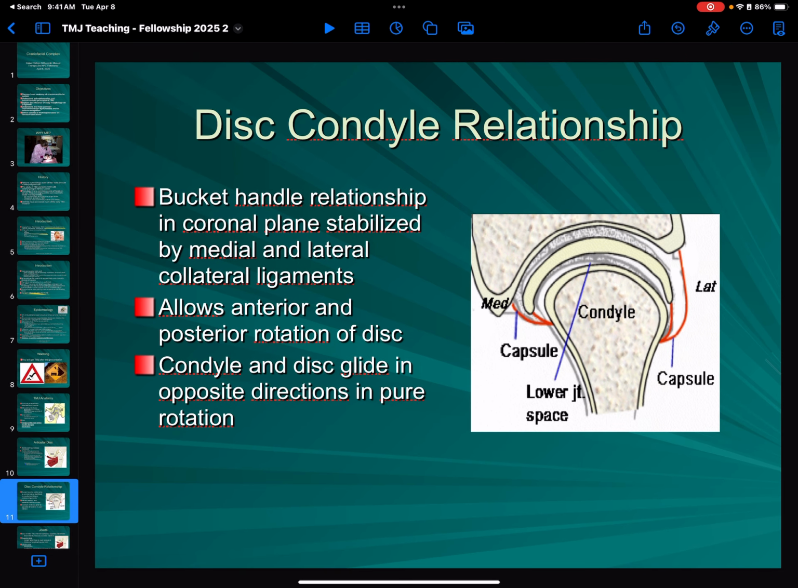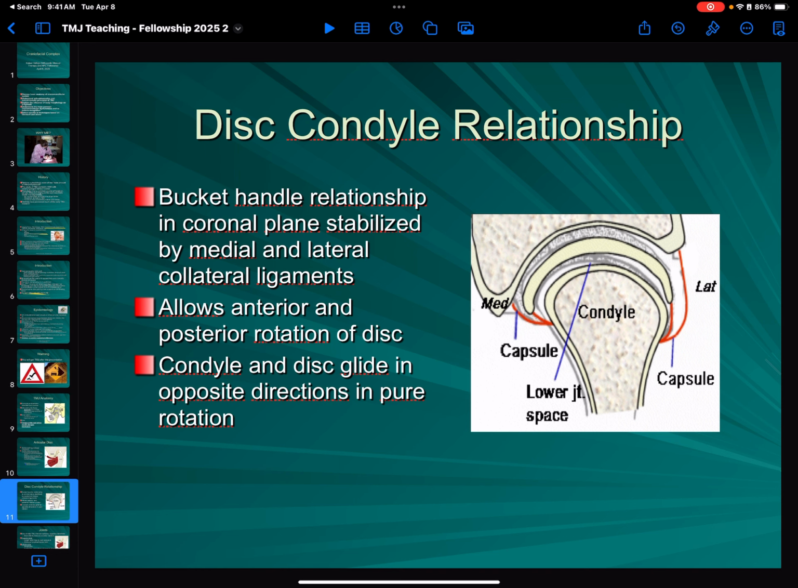In essence, as the condyle rotates, the disc is going to go in the opposite direction. So we go back to our previous. What's going to happen is as the condyle starts rotating, they're going to go in opposite directions. And as that happens, what we want is for them to come together.